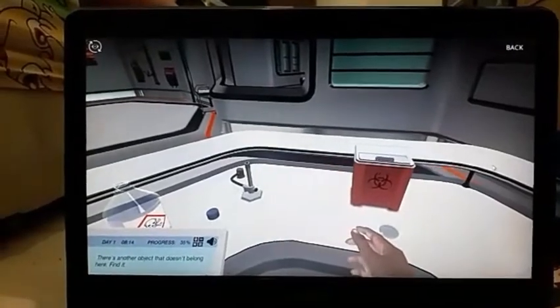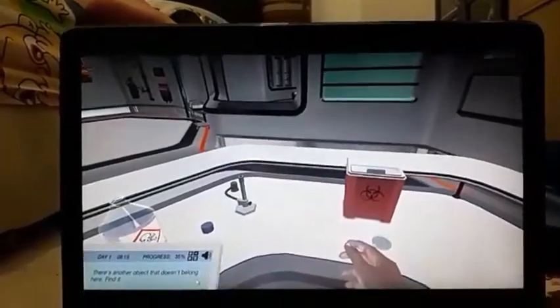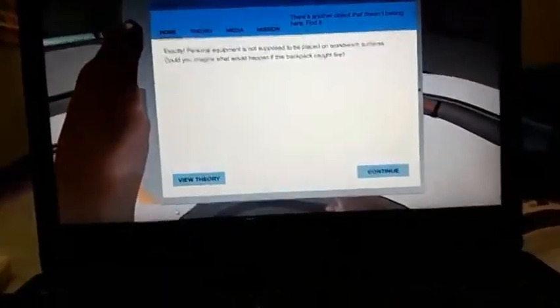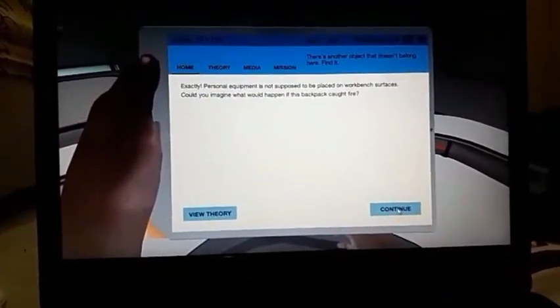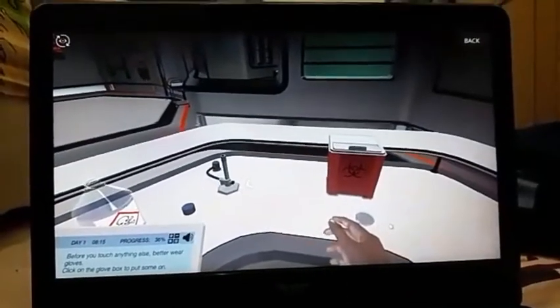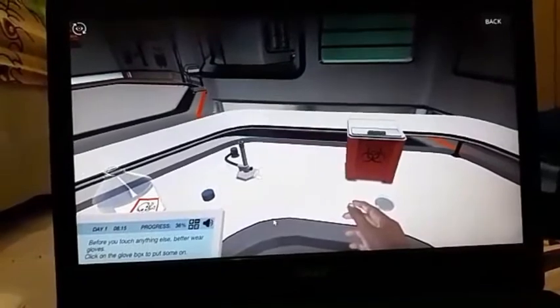Exactly. Personal equipment is not supposed to be placed on workbench surfaces. Could you imagine what would happen if this backpack caught fire? Before you touch anything else, better wear gloves. Click on the glove box to put some on.